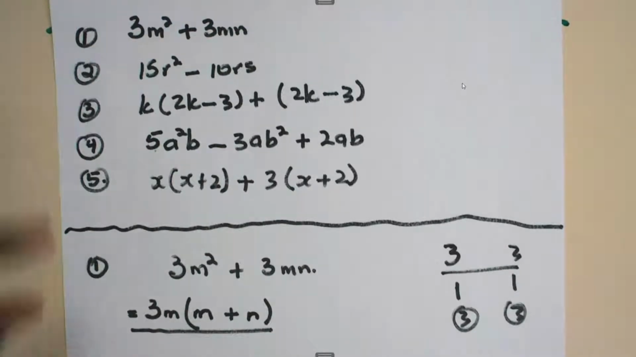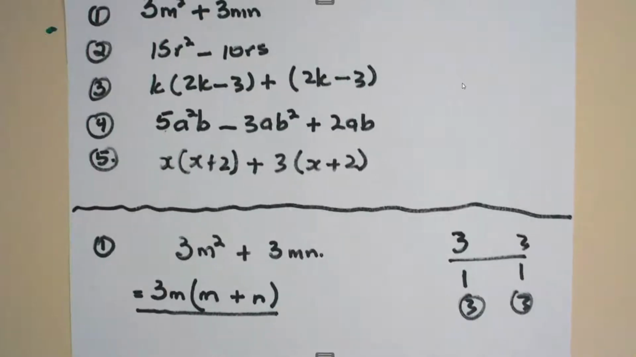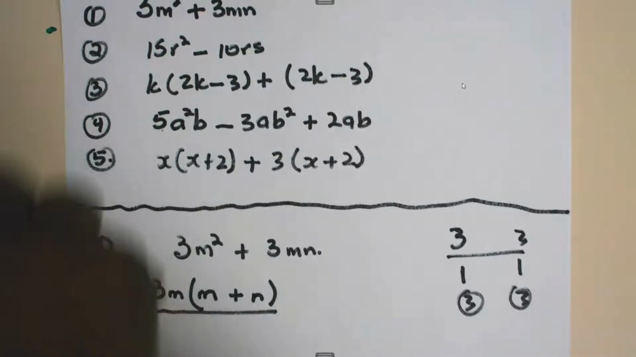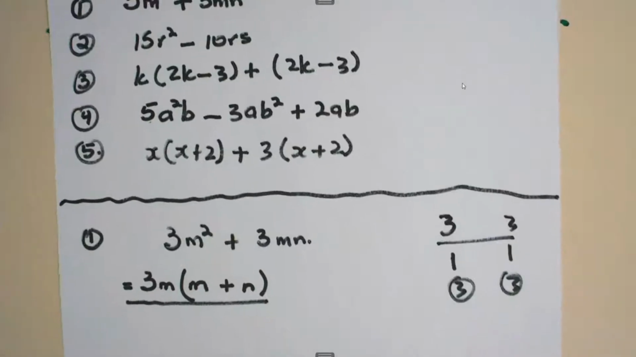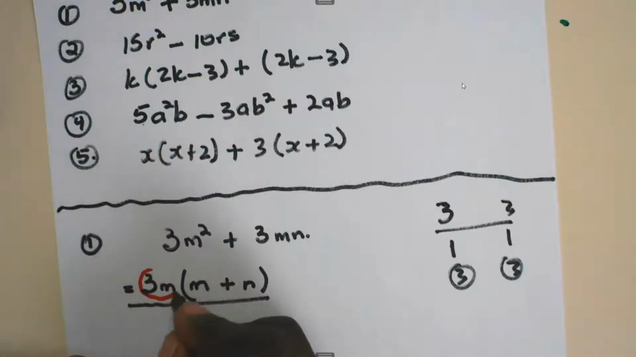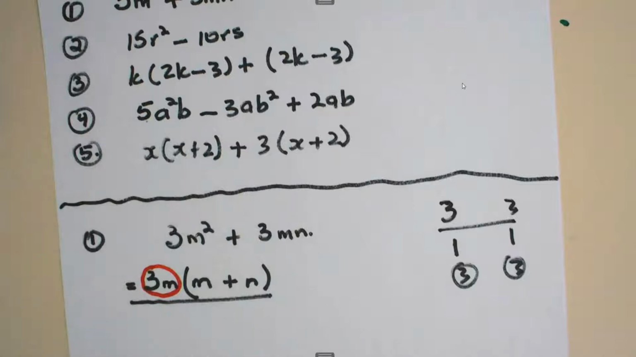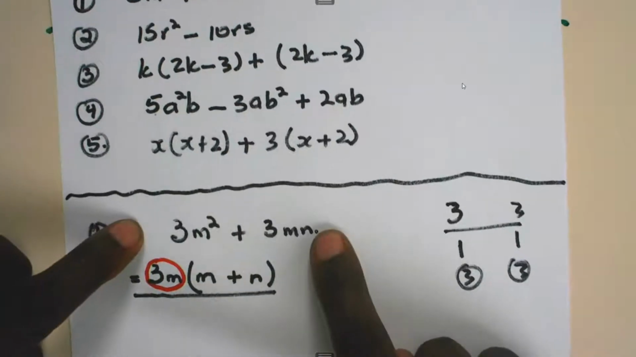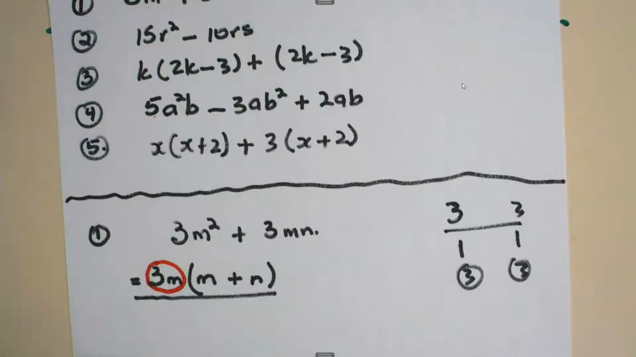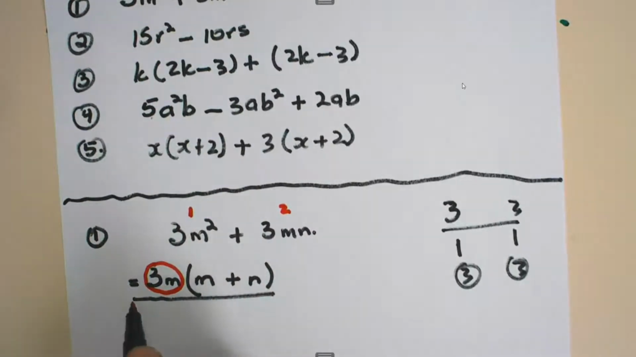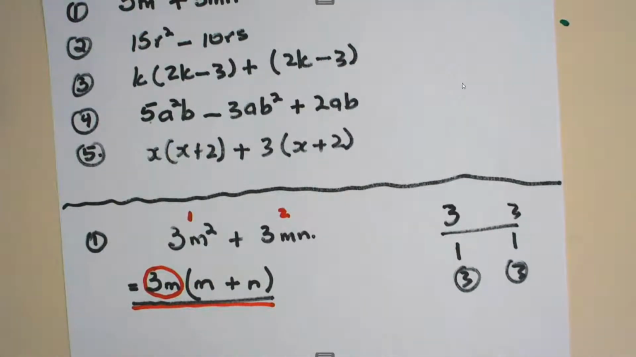In other words, this type of factorization is called a common factor factorization. We have taken out the common factor. Our common factor is 3m. This is common in both terms. Now, look at this. From the question, there are 2 terms. Our answer is only 1 term. If we factorize, sometimes we'll find 1 term.